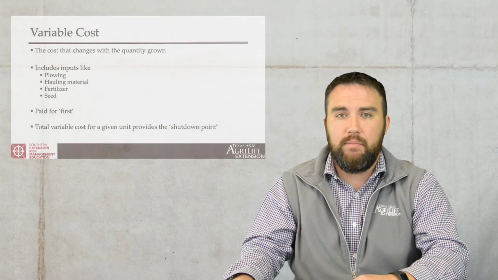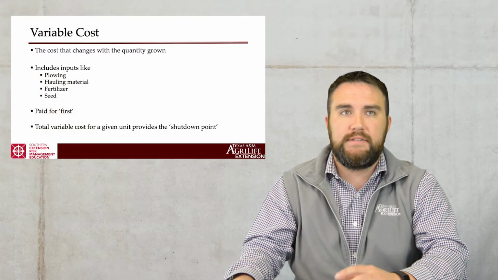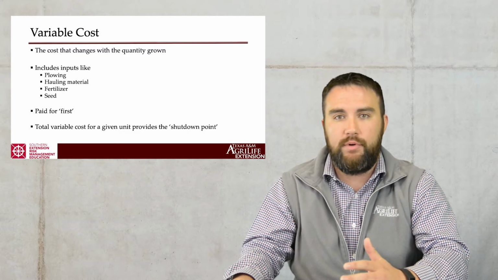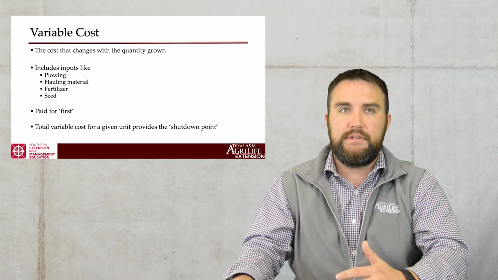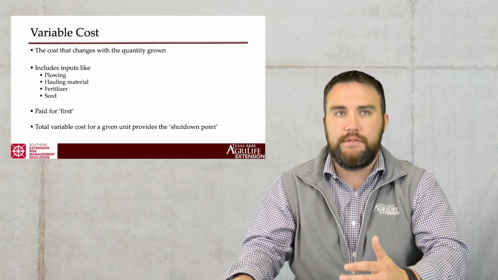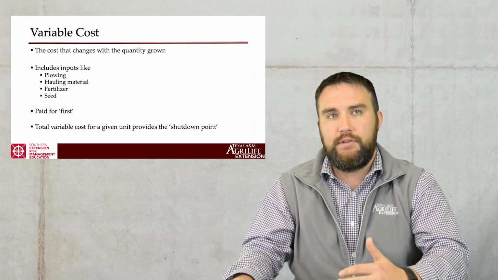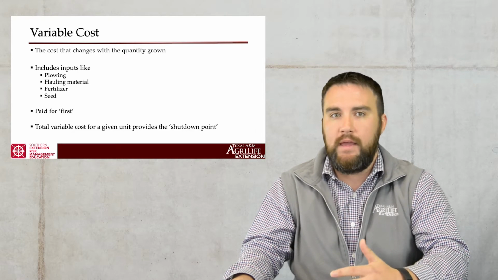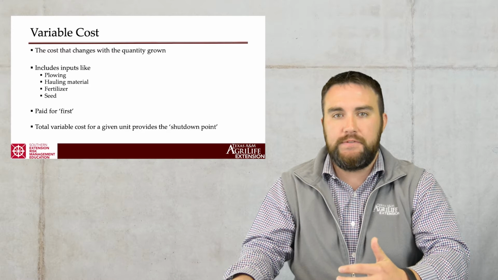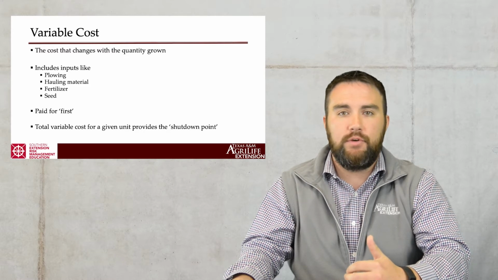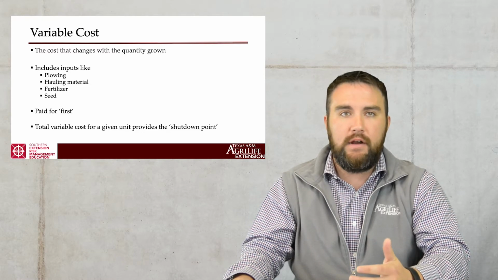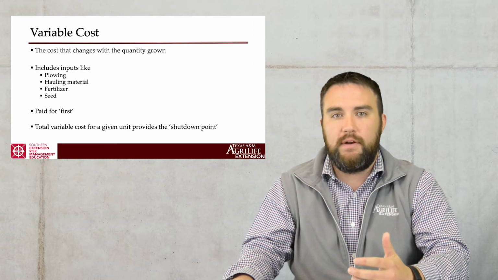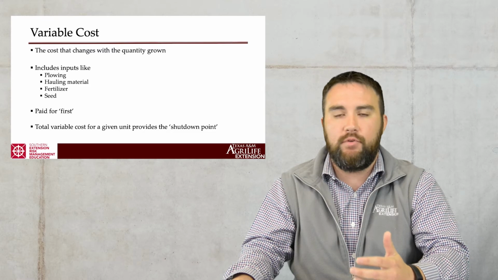Variable cost is the second part of the budget we want to discuss. This is essentially costs that change based on the quantity of something that you grow or produce. So this includes inputs like plowing, hauling materials, fertilizer, and seed. You can see that as we plow more ground, the cost of plowing is going to go up. As we plant more seeds, the total cost of seed is going to go up. So the more of a product that we produce, the higher our variable costs. These, graphically or mathematically, whenever we consider our budgets, are what we pay for first.